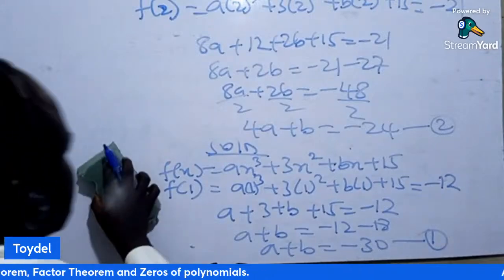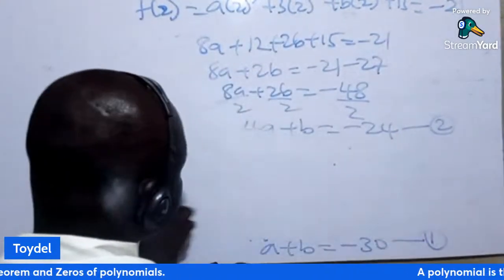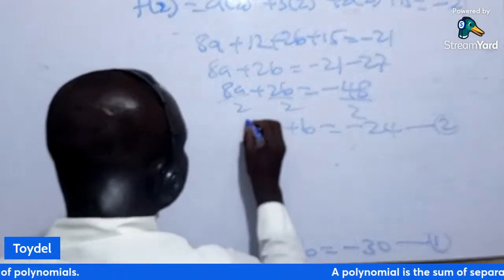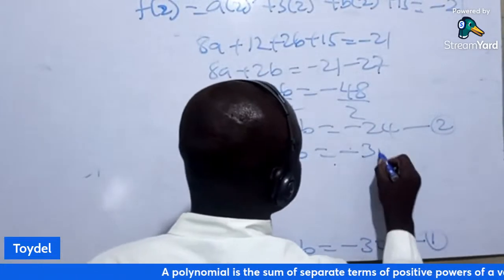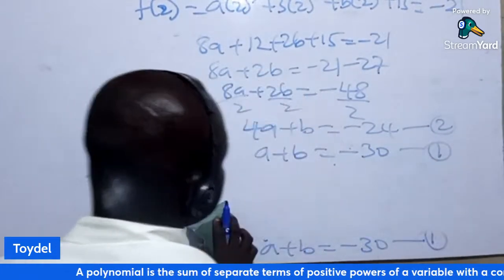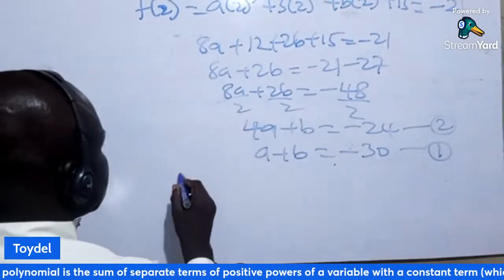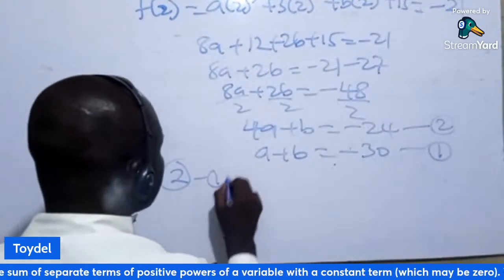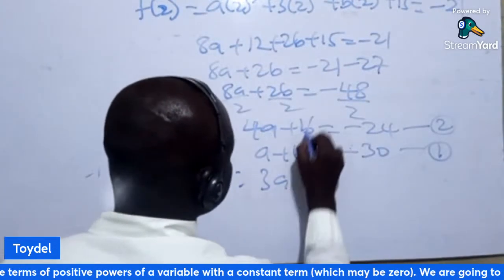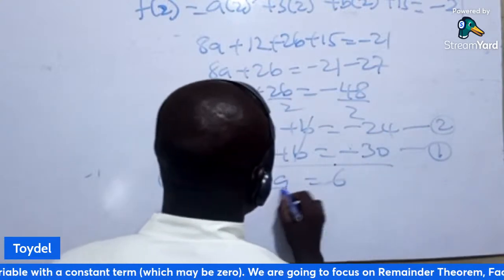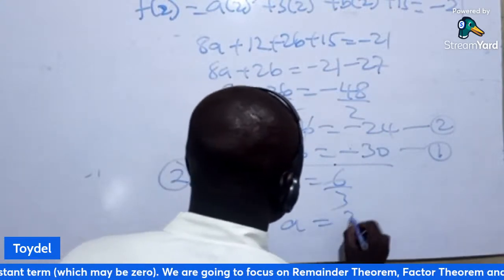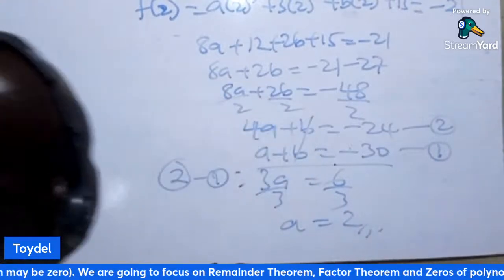So there are two equations here with two variables, so we solve them simultaneously. So this is equation 2. Then we bring equation 1, a plus b equal to minus 30, equation 1. So let's say equation 2 minus equation 1. Equation 2 minus equation 1, we have 3a. This will cancel out. Then minus 24 minus, that's 6. Divide both sides by 3. So a is equal to 2. We have gotten the value of a to be equal to 2.